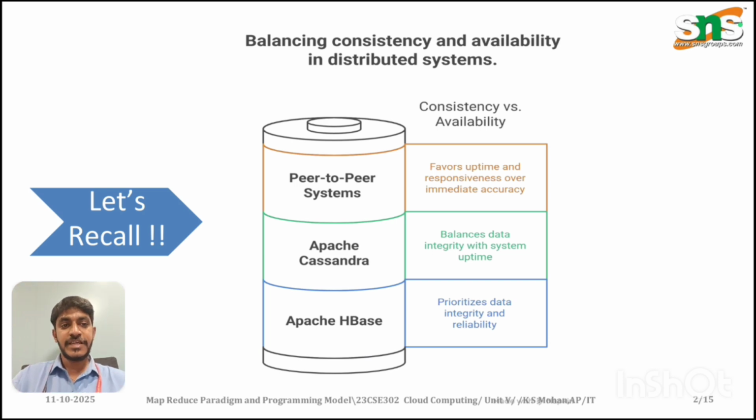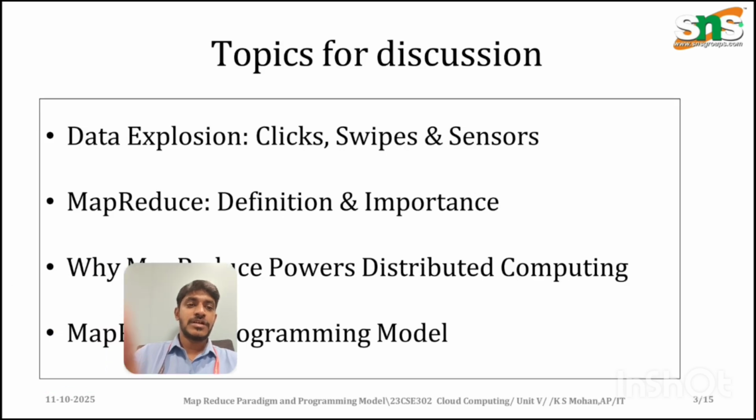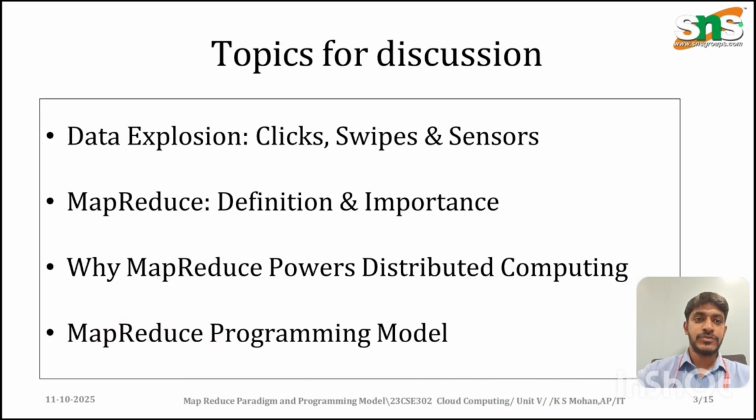Next, Apache HBase is a very popular tool used in cloud computing, along with other database technologies and data analytical tools, which prioritize data integrity and reliability. The peer-to-peer system favors uptime and responsiveness over immediate accuracy, balancing consistency and availability in distributed systems. So, consistency versus availability. This is about the peer-to-peer system, Apache Cassandra and Apache HBase, which favor uptime and responsiveness over immediate accuracy.